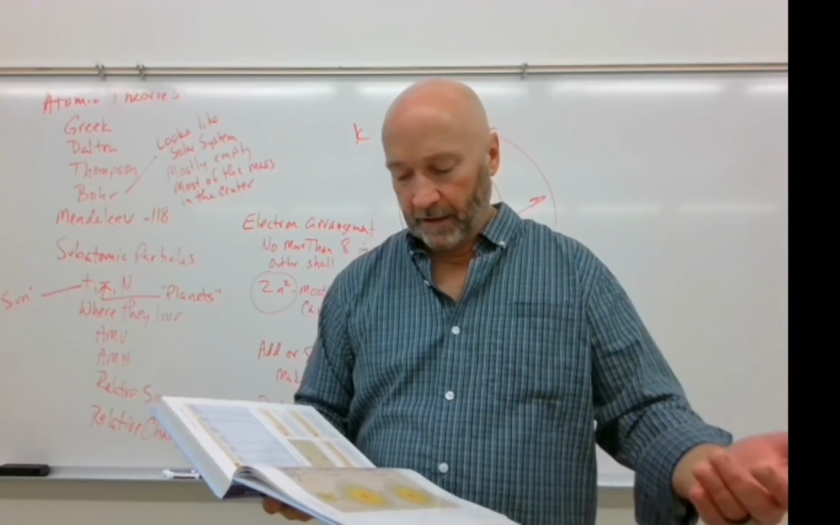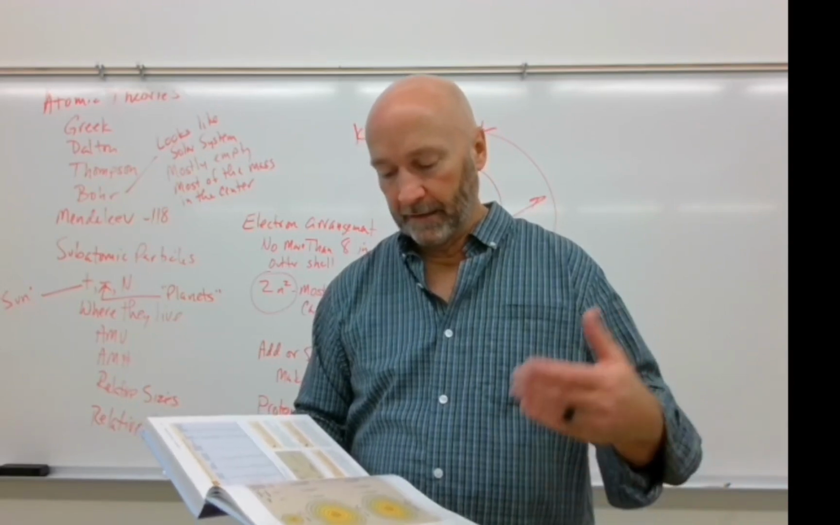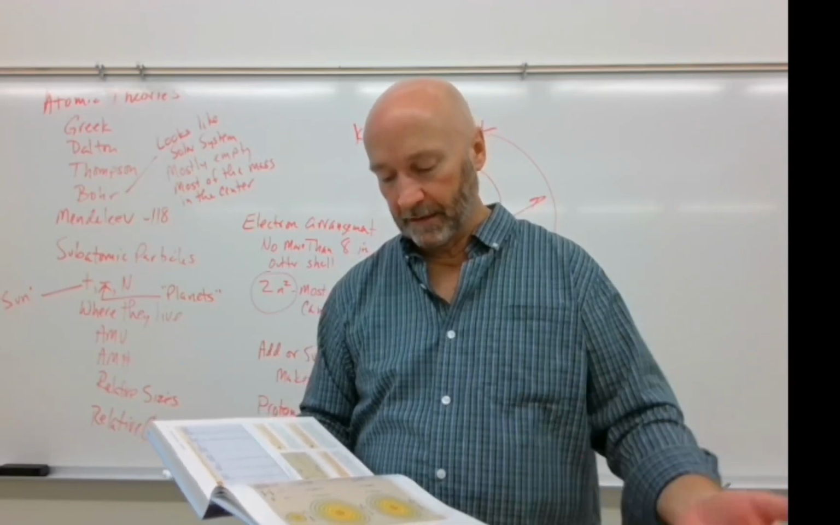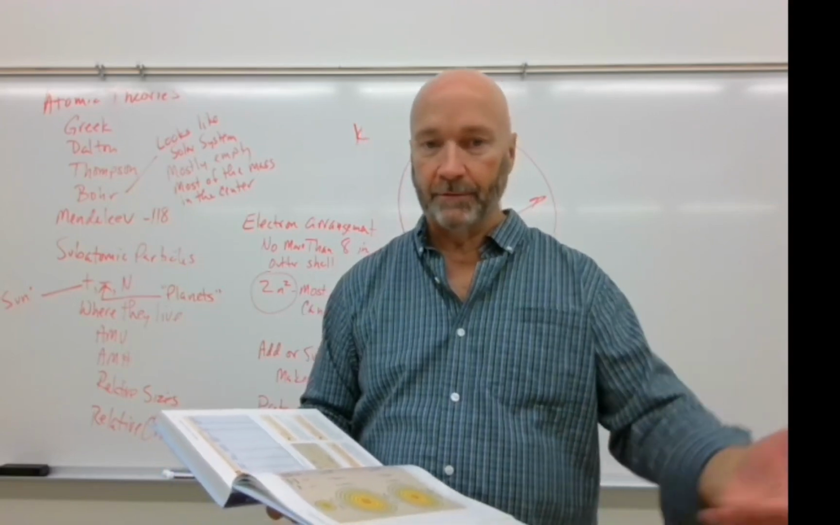And the next shell out is the M shell. We've got 18 in it, and we've got 2.8. And then the N shell, we've got 0.6. The O shell, we've got 0.08. So it drops very dramatically.